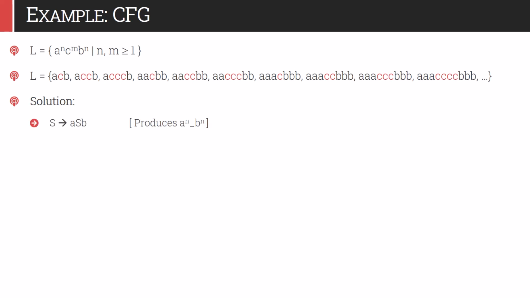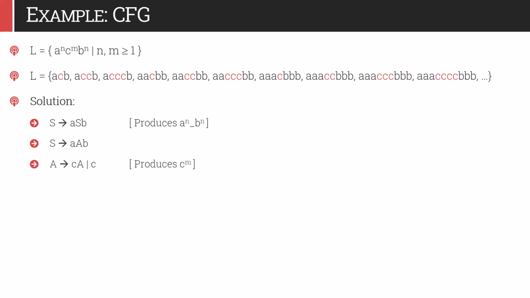S gives A, capital S, capital small b. If we iterate n times, then this will produce A power n underscore B power n language. Okay? So underscore is a blank. We have to replace it by m number of C's. So once we are done with number of A's and B's, that capital S we will replace by small a, capital A, small b. And using that capital A, we will be generating any number of C's.